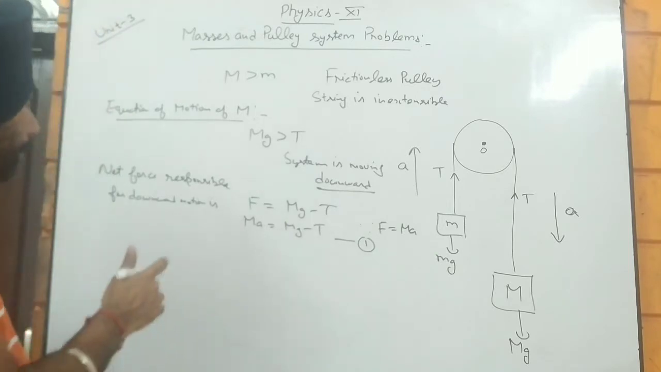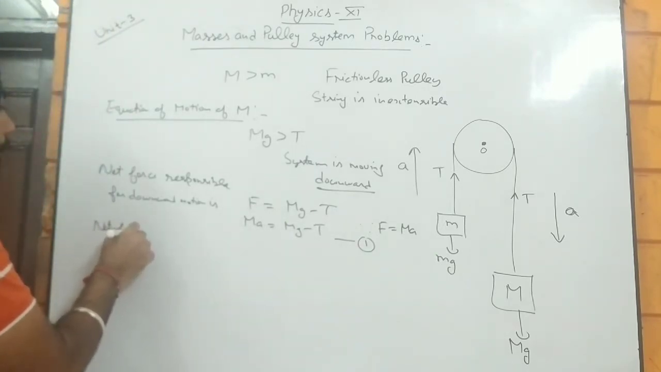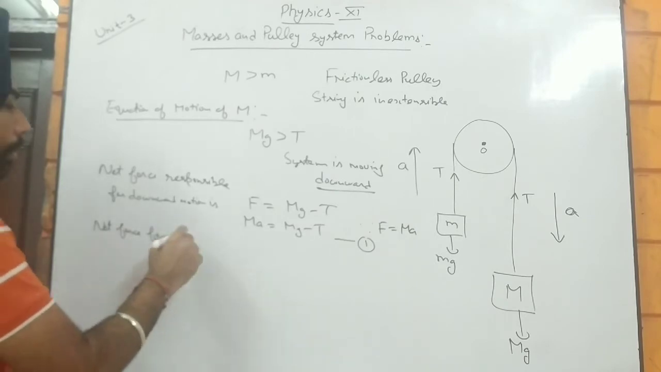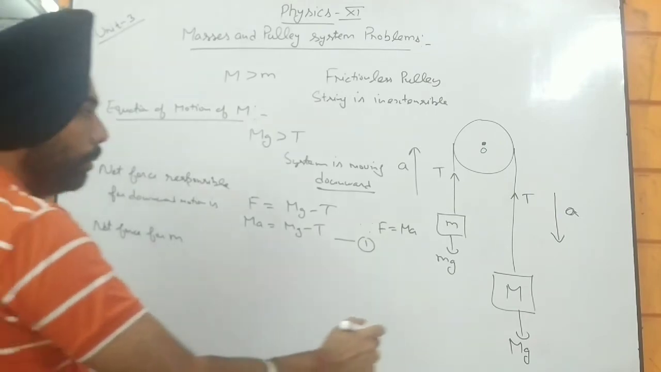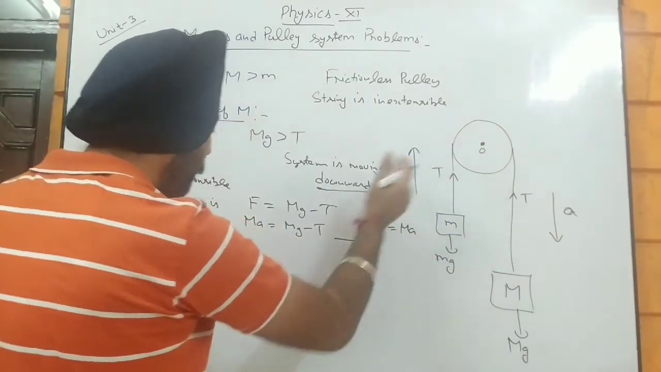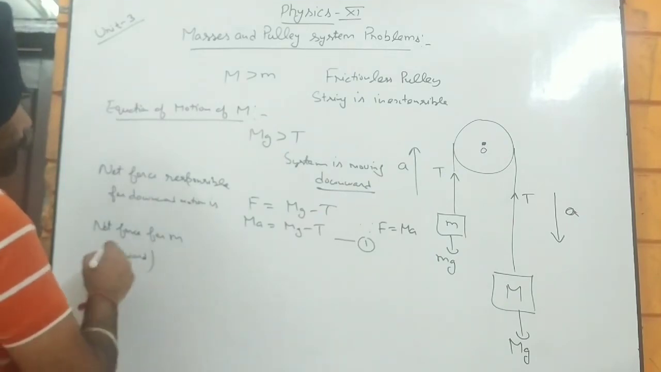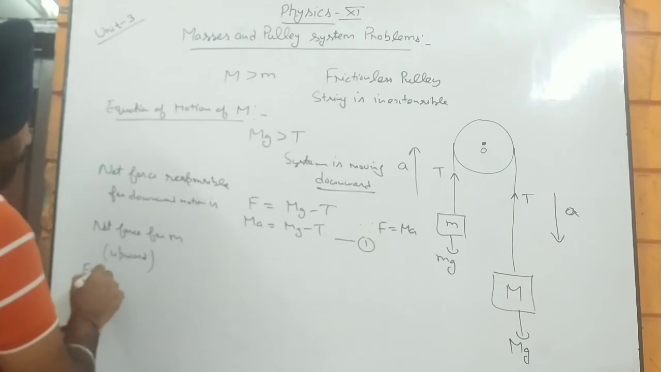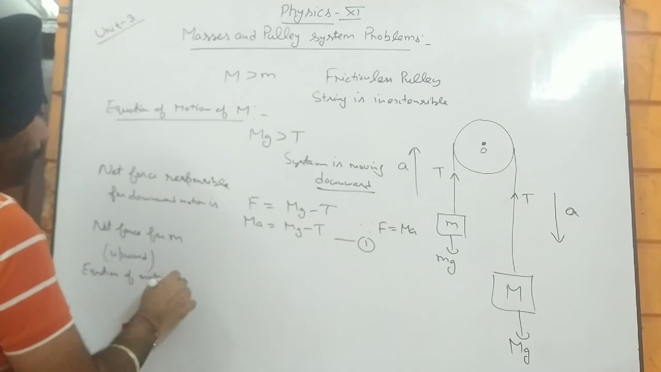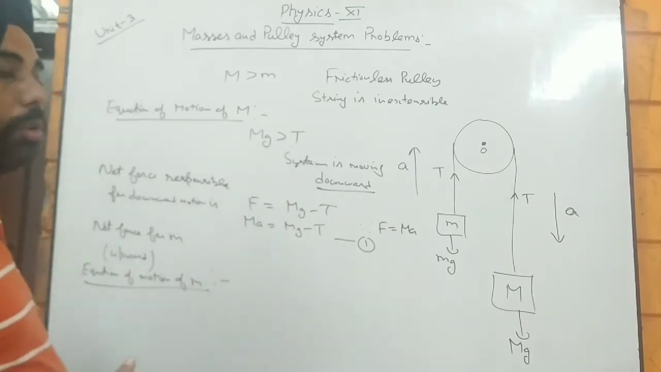Now similarly, you can have net force for smaller m. So net force for smaller m is going to be, because the system is moving in upward direction. Now that is the equation of motion of smaller m. Similarly we can solve that too.